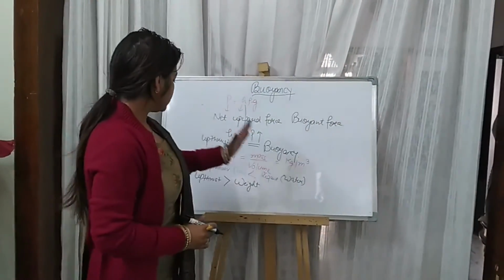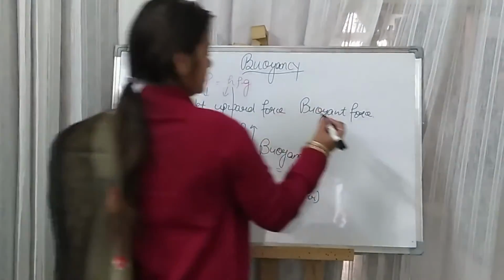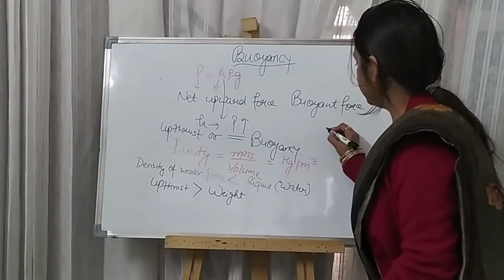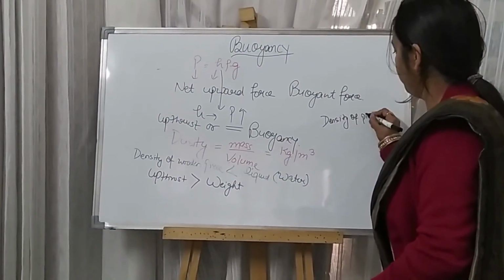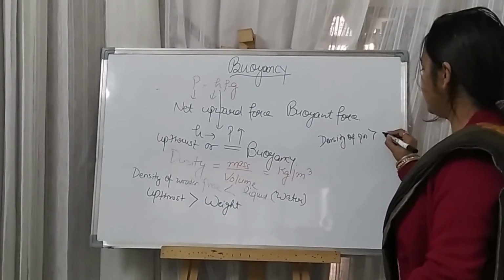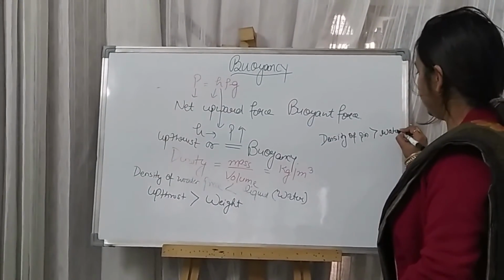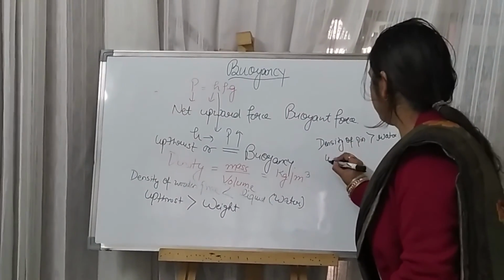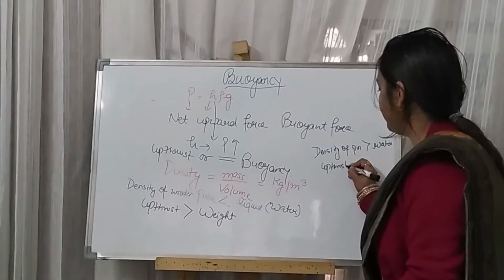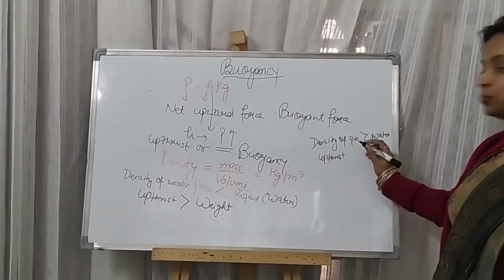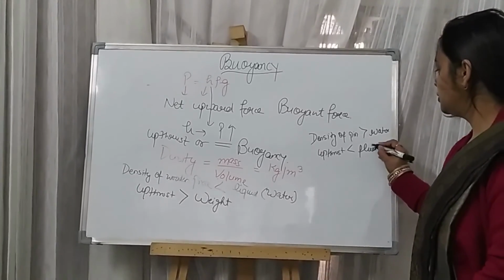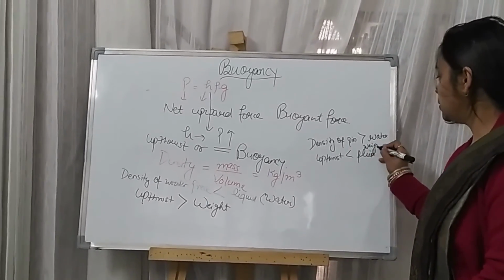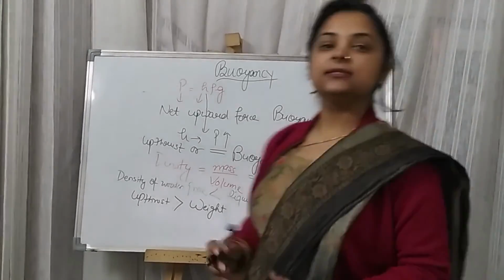Simultaneously, for the other one, we are talking about this nail. The density of the nail is greater than the density of water. That is why the upthrust applied on the nail by the fluid is less than its weight, right? So this is the reason it sinks.